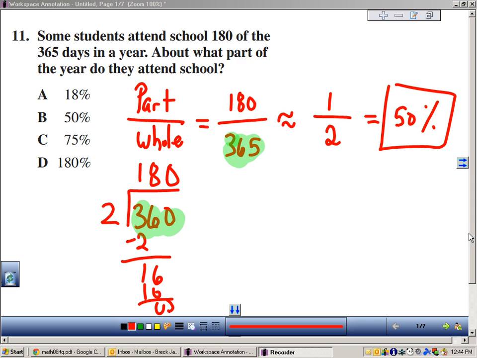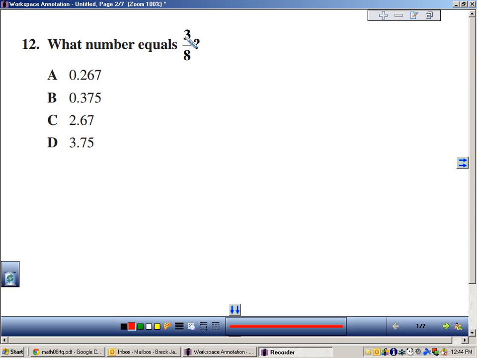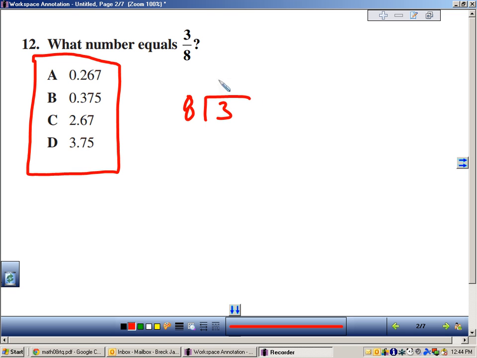Little mental math. What number is equal to 3/8? So we're looking at decimals here. So how do I convert a fraction to a decimal? These are all decimals, so how do I convert a fraction to a decimal? You divide the denominator into the numerator. So 8 does not fit into 3, 0 times. Add a 0 and a decimal. 8 fits into 30, 3 times. Subtract and bring down a 0.